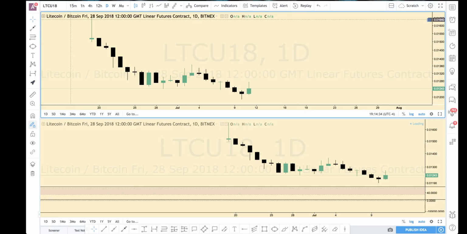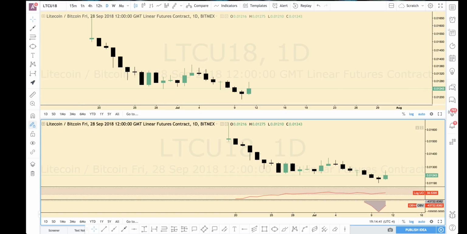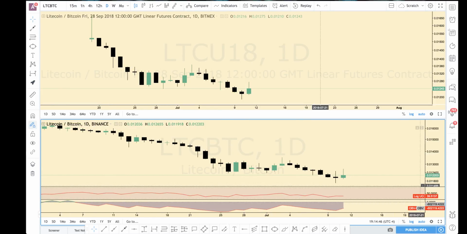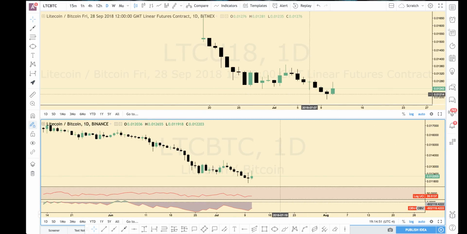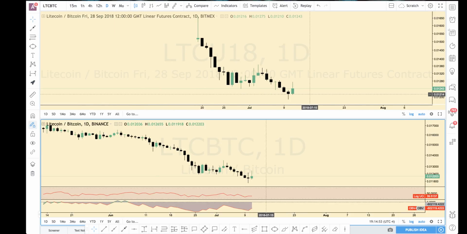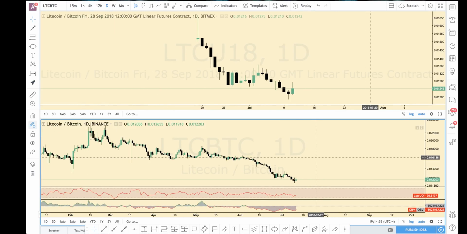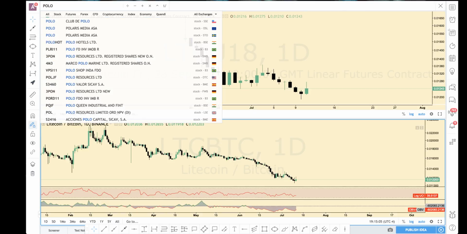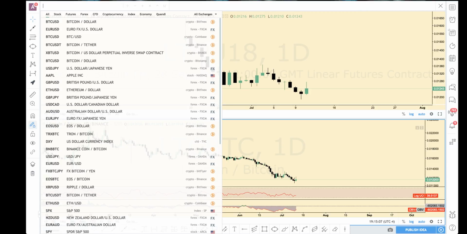So Litecoin on BitMEX right now is at about 0.01243. But if I go to Litecoin on Binance, it's 0.01223. That's a huge difference. Depending on where you place your orders, especially if you're talking about leverage, that's important. And so one of my friends told me to look at the exchanges that BitMEX uses to base their pricing off of.